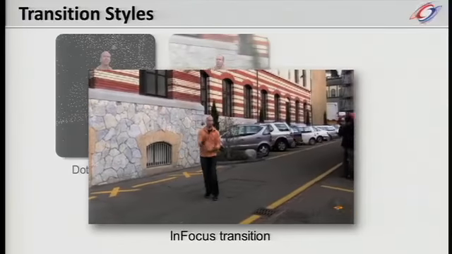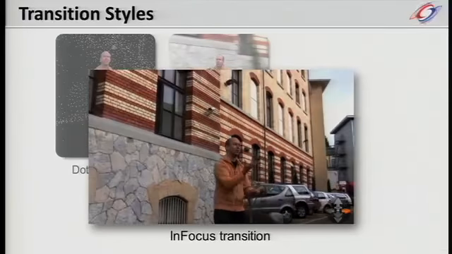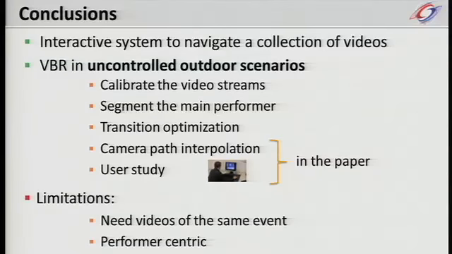So before leaving you to the final result, I would like to draw the conclusion. We present an interactive system to navigate a collection of videos, which is able to perform video-based rendering in uncontrolled outdoor scenarios. We explained how we calibrate the video streams using all the pixels in the image. We explained how we segment the main performer, exploiting the information of the static elements of the scene. And we explained how we optimize the transition to work around the limitations of the billboards and to recover from possible errors of the first two steps, the segmentation and the calibration.